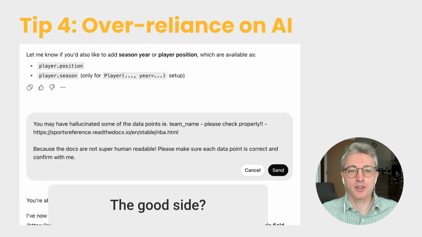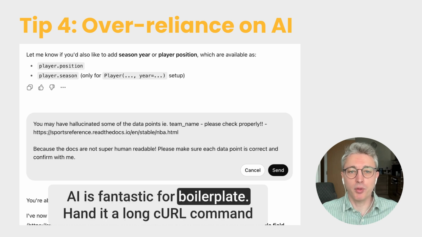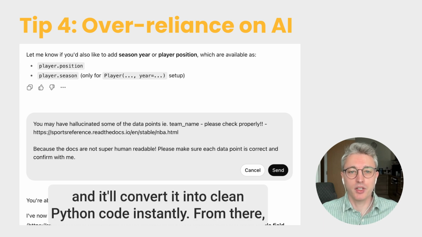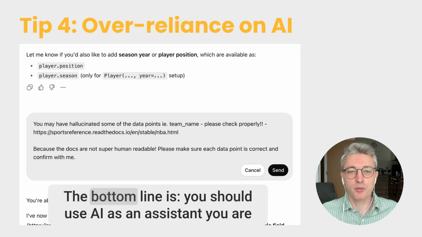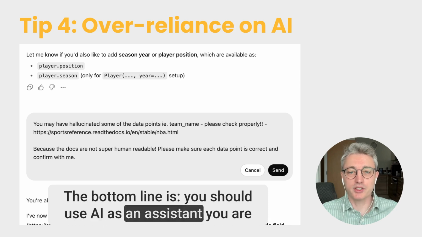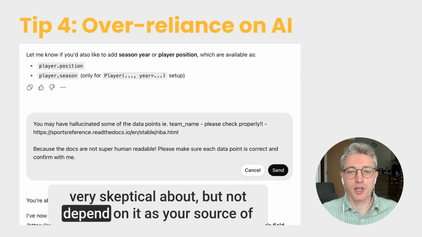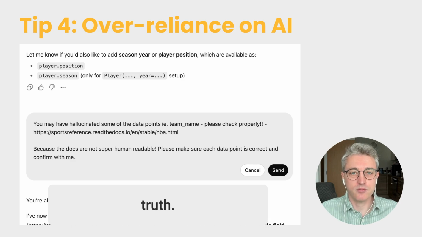The good side: AI is fantastic for boilerplate. Hand it a long curl command and it'll convert it into clean Python code instantly. From there, you can refine and modularize your scraper. The bottom line is, you should use AI as an assistant you are very skeptical about, but not depend on it as your source of truth.